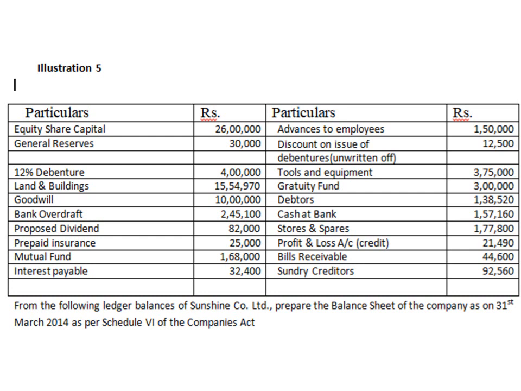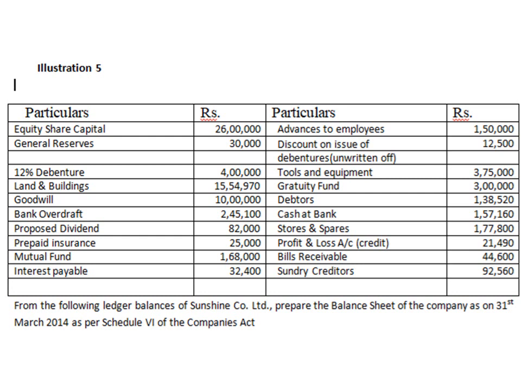These are long term borrowings. Land and buildings are a fixed tangible asset. Goodwill is a fixed intangible asset. Bank overdraft is a short term borrowing. Proposed dividend is a short term provision which we have made. Prepaid insurance is an other current asset. Mutual fund is an investment, and interest payable is an other current liability.